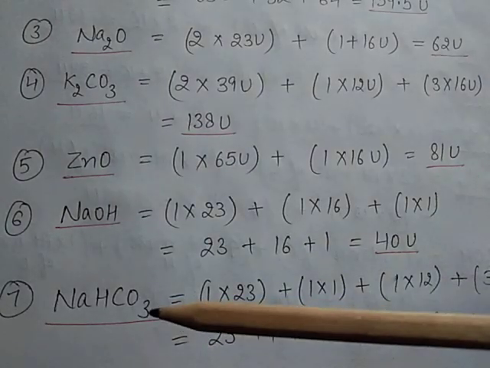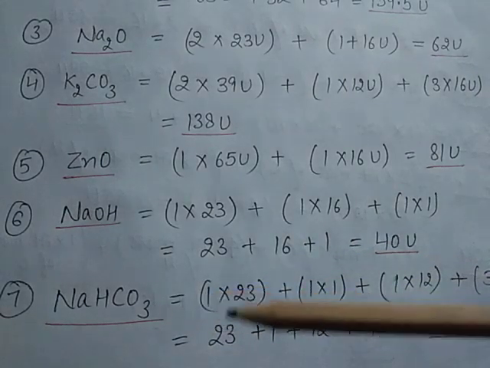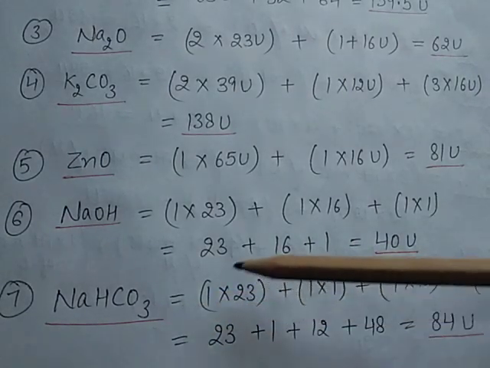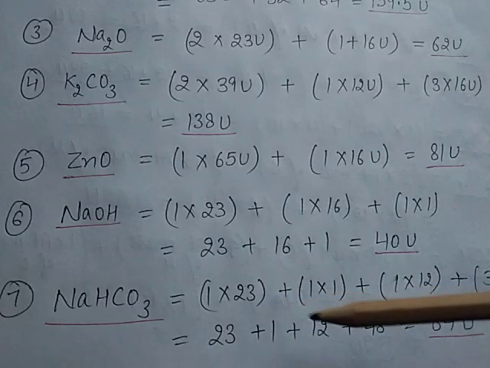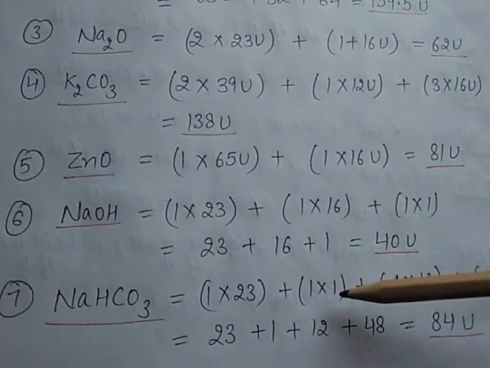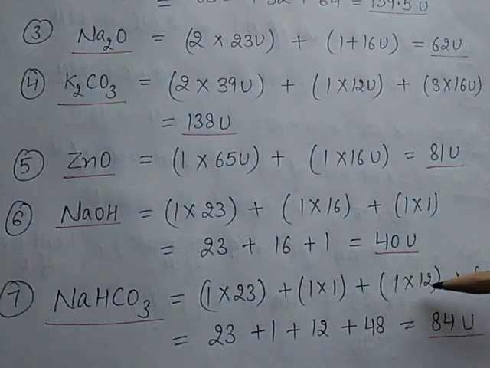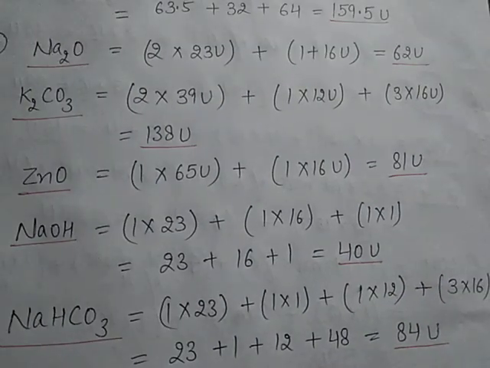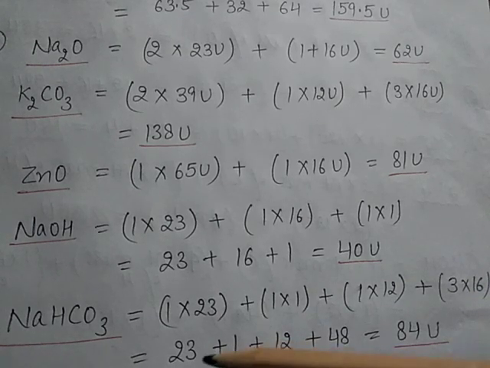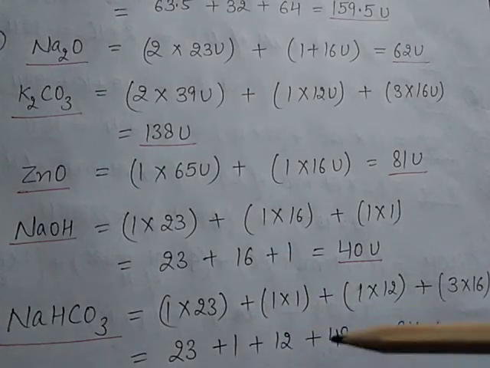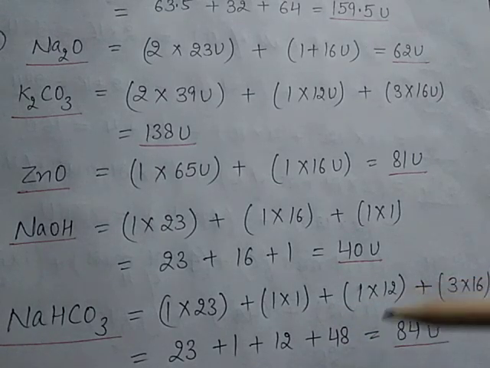Now next is NaHCO3. 1 multiplied by the atomic mass of sodium, which is 23, plus 1 multiplied by the atomic mass of hydrogen, which is 1, plus 1 multiplied by the atomic mass of carbon, which is 12, plus 3 multiplied by the atomic mass of oxygen, which is 16. 23 plus 1 plus 12 plus 48, that is equal to 84 u.